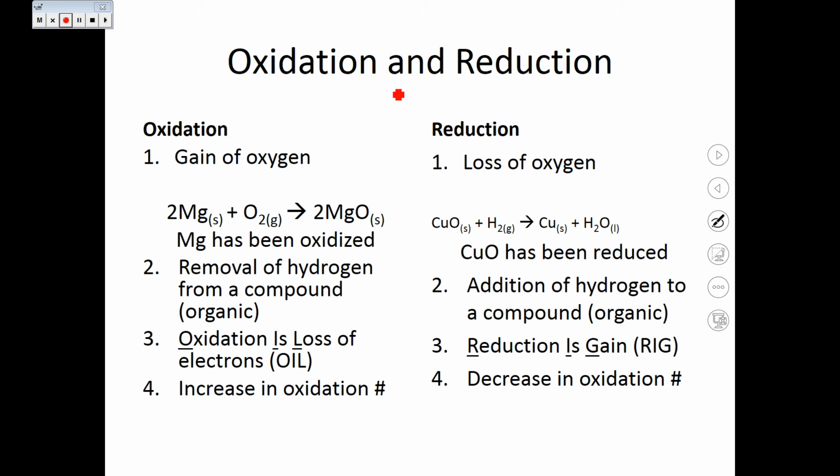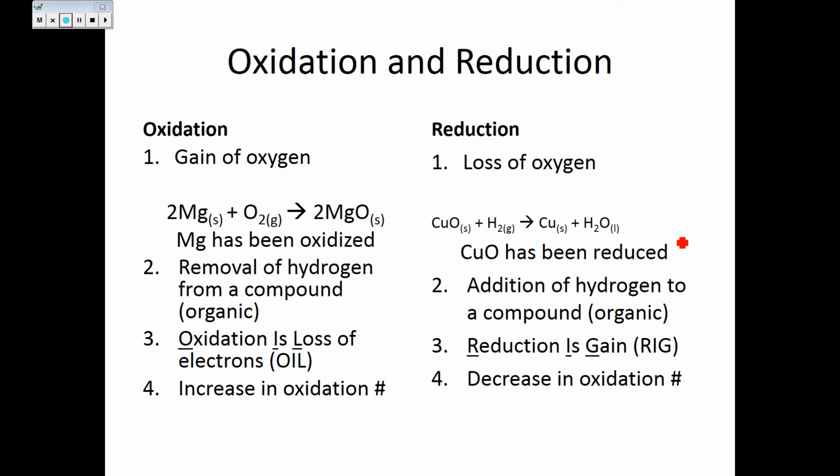The original definition, the one that's sort of specific, is the gain of an oxygen. Like if you have magnesium plus oxygen to make MgO, that's classified as an oxidation reaction because magnesium has been oxidized. The converse of that for a reduction would be the loss of an oxygen. So if you had copper oxide plus hydrogen, and you lost that oxygen from the copper to get copper by itself and water, that would be the loss of an oxygen. That's one way you can define a redox reaction.